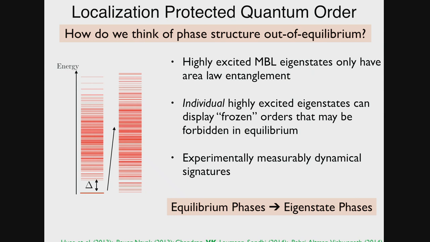So you've gone from equilibrium phases of matter to eigenstate phases of matter. And in a system that obeys ETH, there's no distinction, because in a system that obeys ETH, you can work with a single eigenstate or you can work with a Gibbs ensemble, you measure some correlation function, you get the same answer. But in these MBL systems, as we saw, individual eigenstates look very, very different, so there is a distinction here. And all the usual thermal fluctuations that would destroy your order could be made ineffectual.